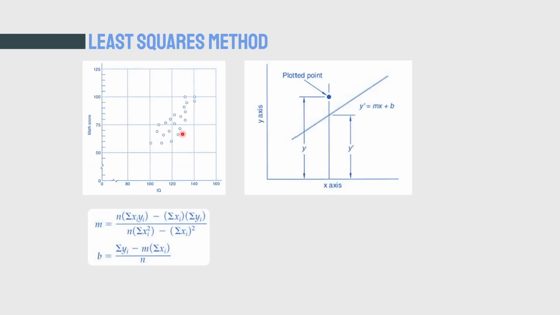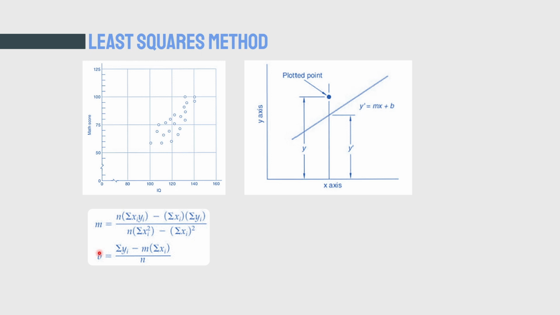Now, when you try to draw on the Cartesian plane, you have the IQ on the x-axis from 0 to 160, and the math score from 0 to 125. So you have the x-axis here, the y-axis here. Then you try to draw the line. Here we would say y star equals mx plus b. By the way, your textbook uses prime instead of star, but instead of confusing it with differentiation, I think star makes more sense. Then you plot your points and draw your regression line between those points.